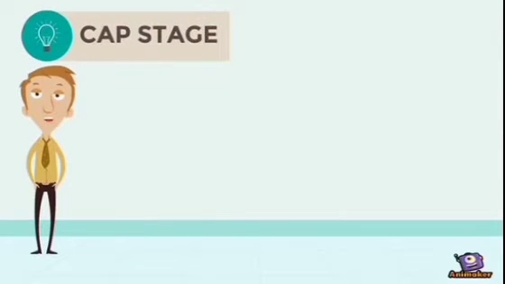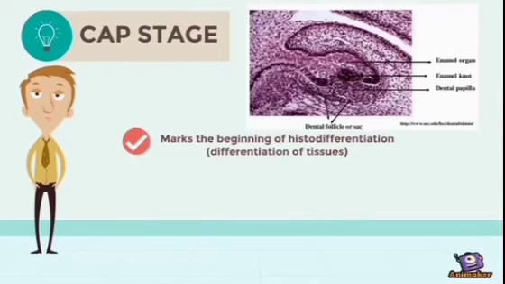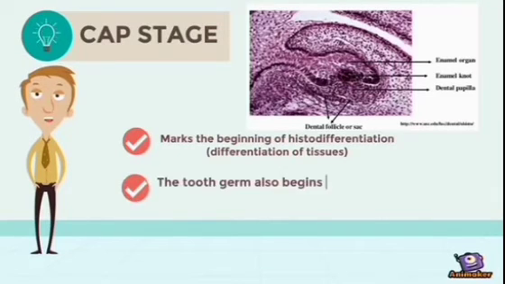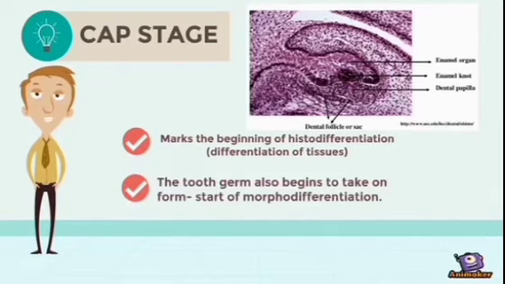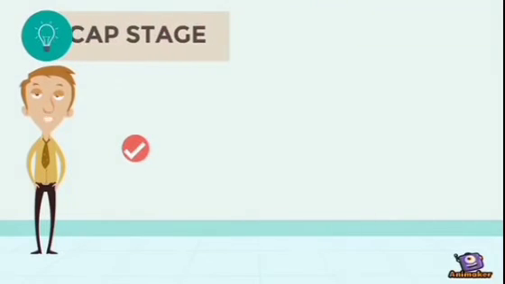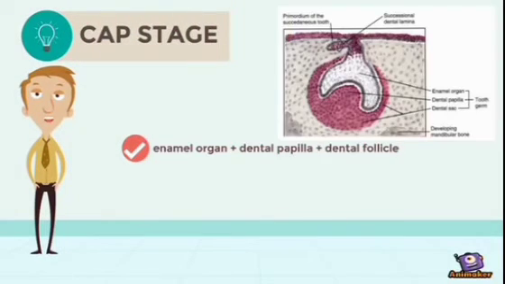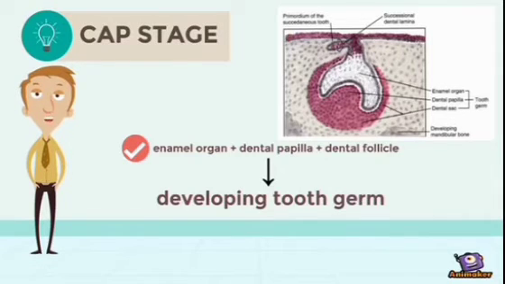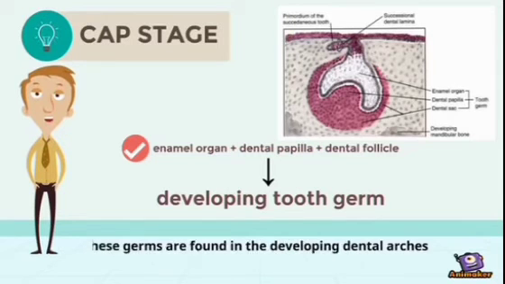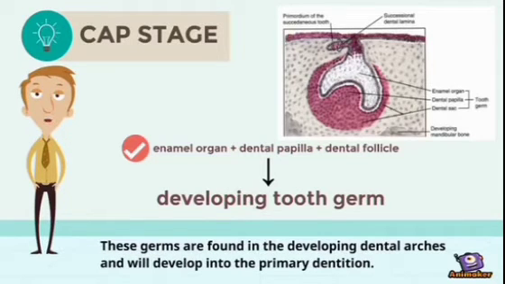This stage marks the beginning of histodifferentiation, differentiation of tissues, and the tooth germ also begins to take on a form, the start of morphodifferentiation. Together, the enamel organ plus the dental papilla plus the dental follicle is considered the developing tooth germ. These germs are found in the developing dental arches and will develop into the primary dentition.